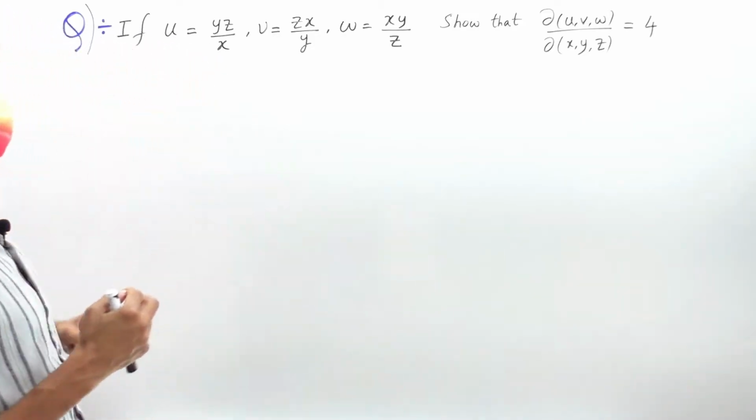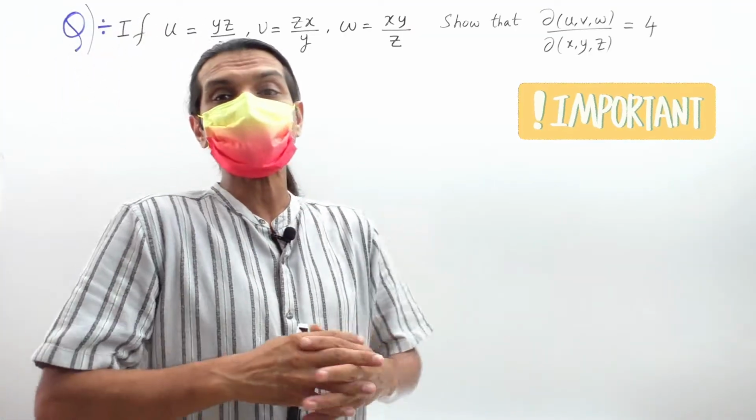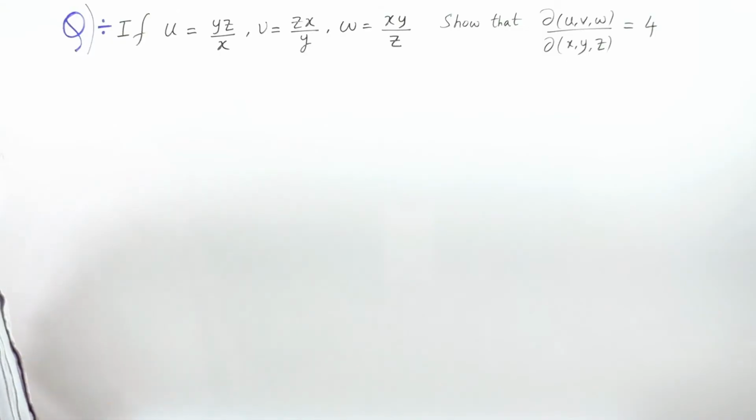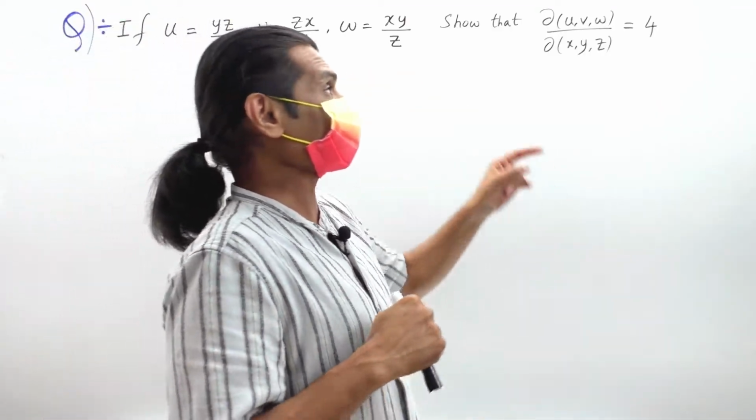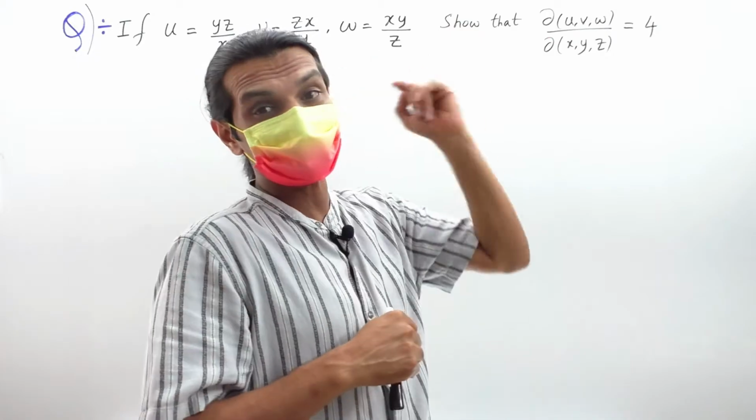See the question here. This question is very important and it has been asked several times in a VTU examination for around 7 marks. So it says if u is equal to yz by x, v is equal to zx by y and w is equal to xy by z, show that dou of u v w upon dou of xyz is equal to 4. That is, the Jacobian is equal to 4.